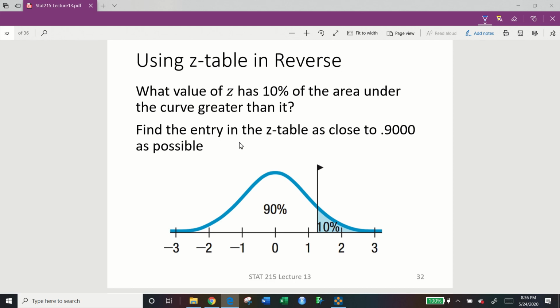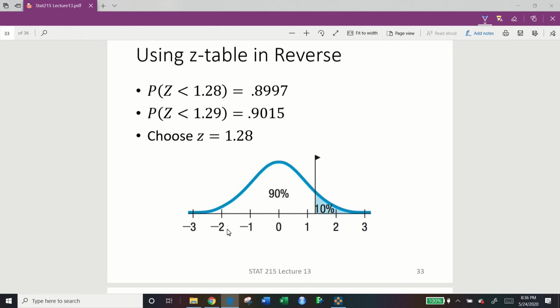That would be one example. So for us, that means we're going to have to find an entry in the z table that is as close to 90% as possible. Because remember, that table gives us the area to the left of the curve. And so even though we want to find 10% to the right, we have to think a little bit opposite. What is the table going to give us? Well, it's actually only going to give us the area to the left, which is this 90% in white.